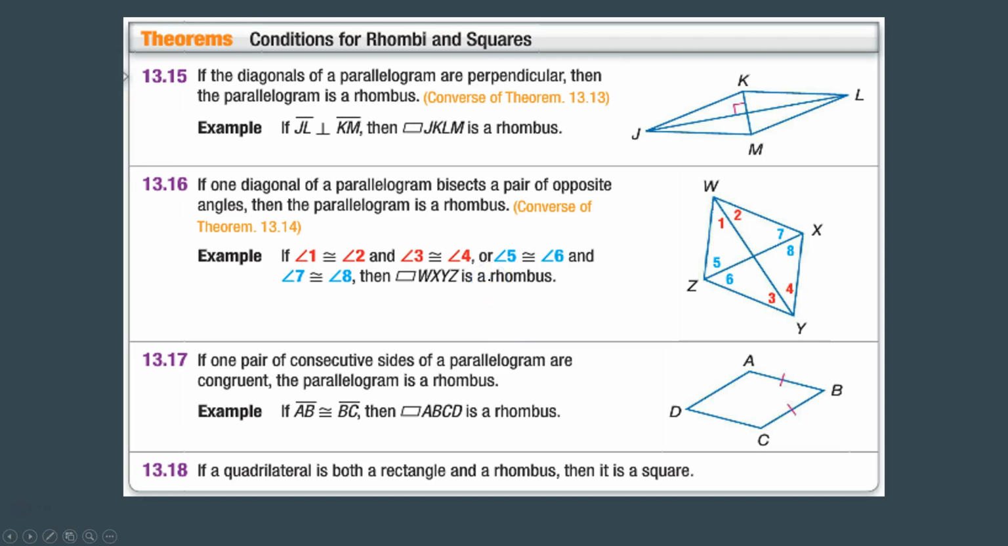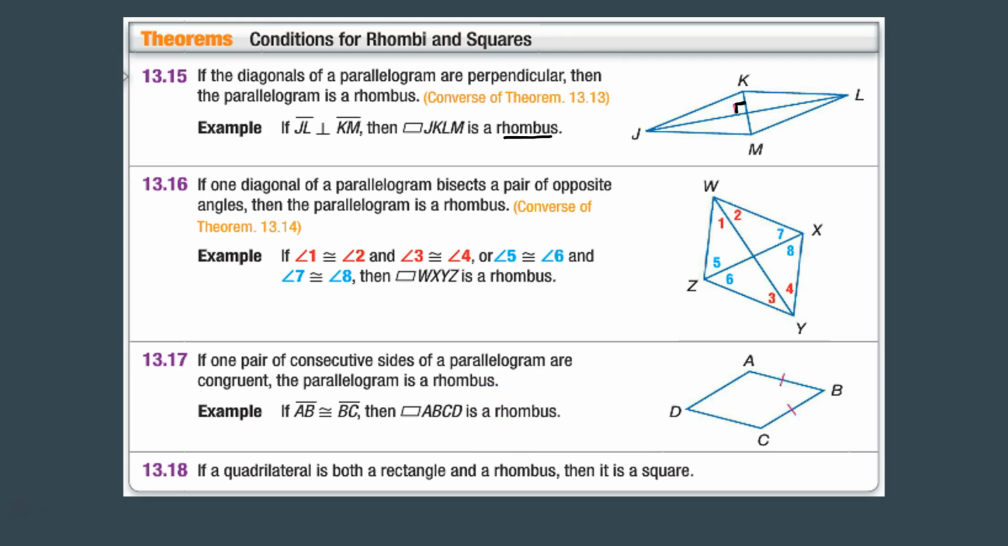Alright, so let's go over some more theorems. If the diagonals of a parallelogram are perpendicular, then the parallelogram is a rhombus. So, in our case, we have JL perpendicular to KM, and that's because they make that 90-degree angle. Because of that, we know that JKLM is actually a rhombus. So it's more specific than just saying it's a parallelogram.